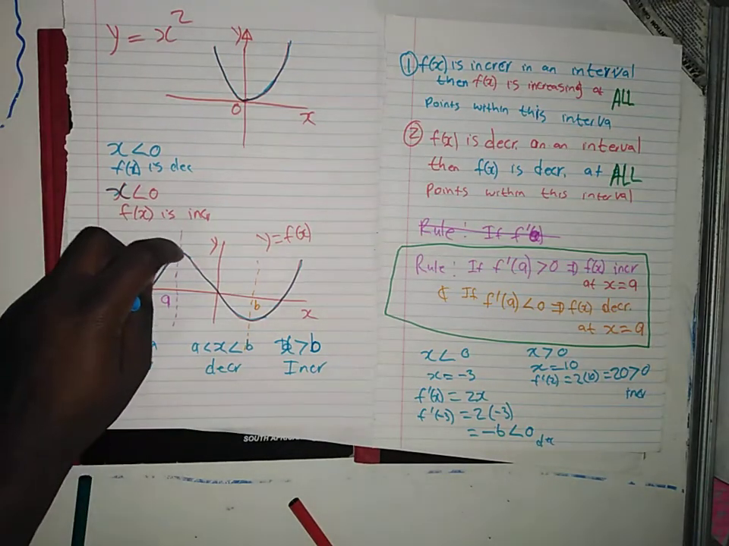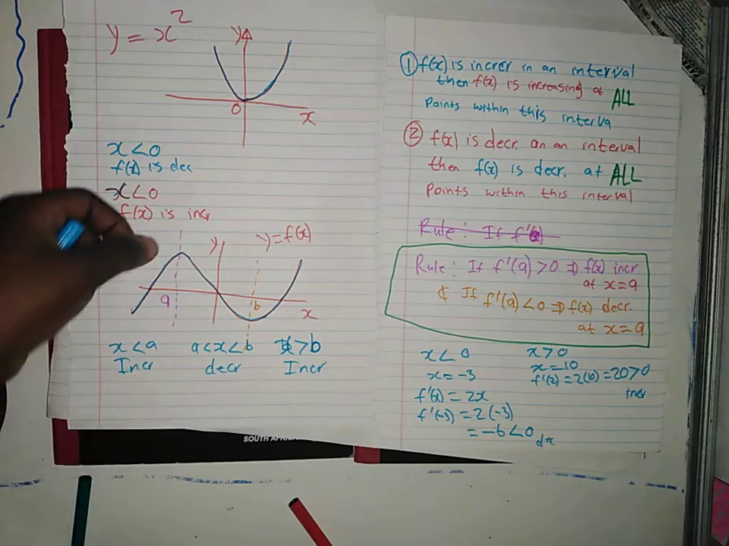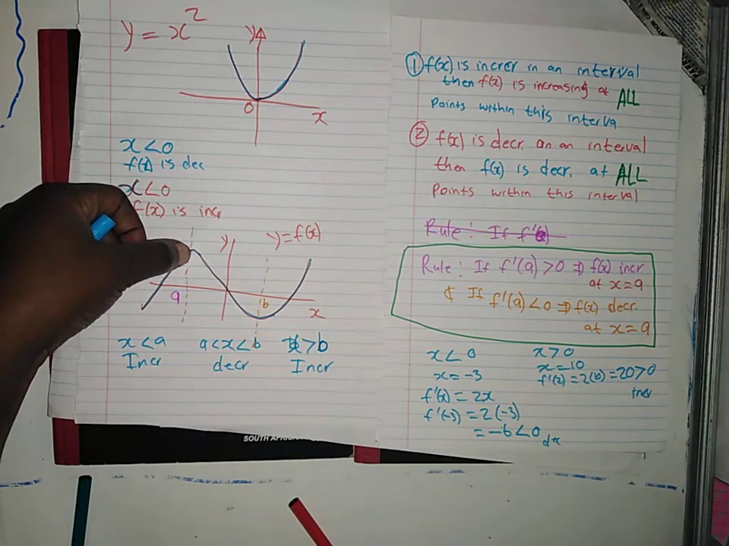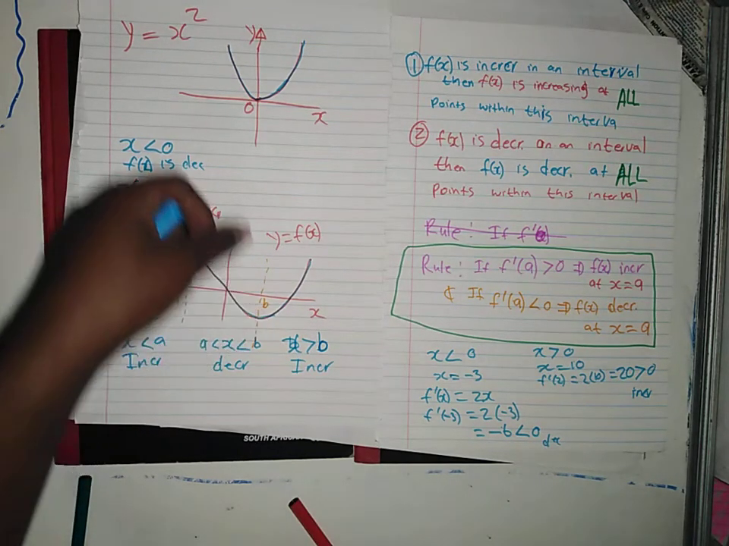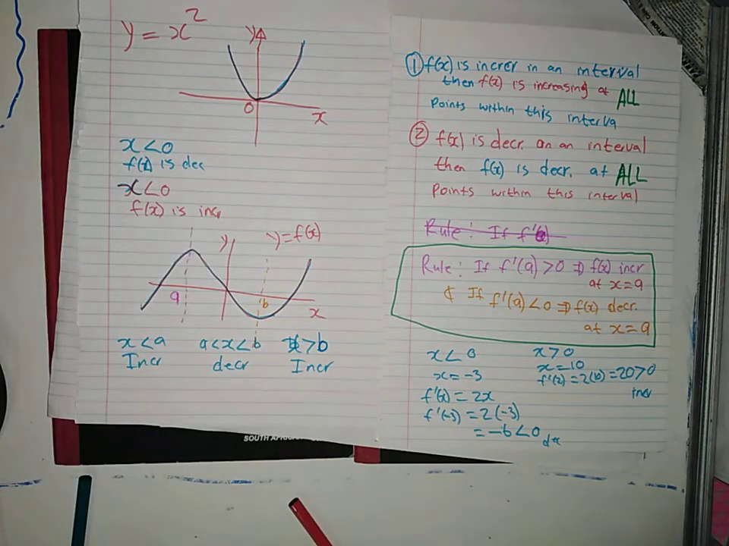Now we are looking at the point as an individual, but now you find this point. What is happening at this point?